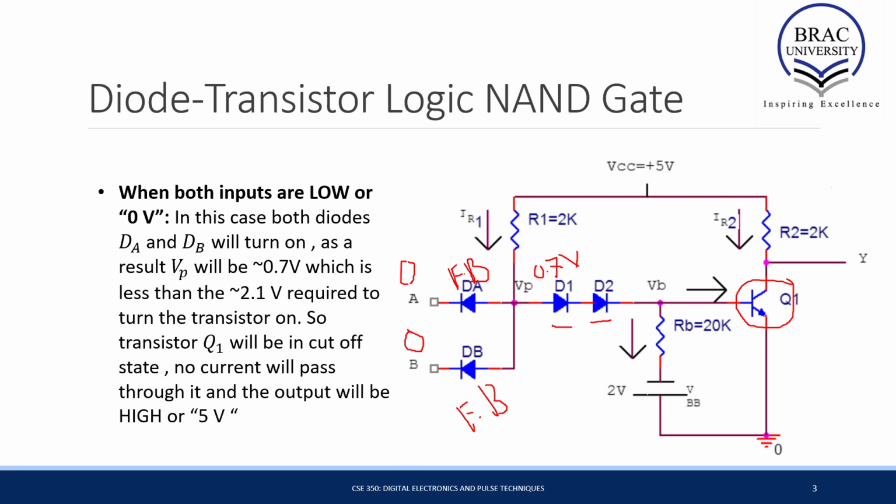Since when both inputs are low, Vp has a voltage of 0.7 volt, that means it won't have enough voltage to turn the transistor on, so the transistor will be in cutoff state. So no current will pass through the transistor and the output Y will be equal to 5 volt, or logic high.